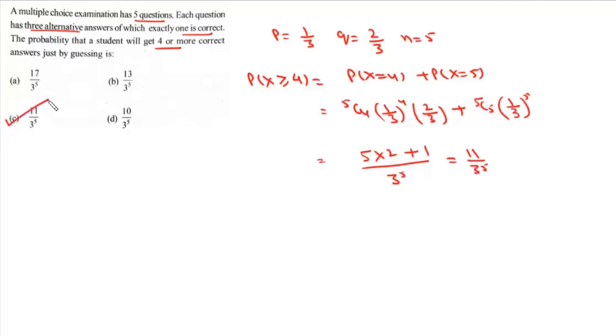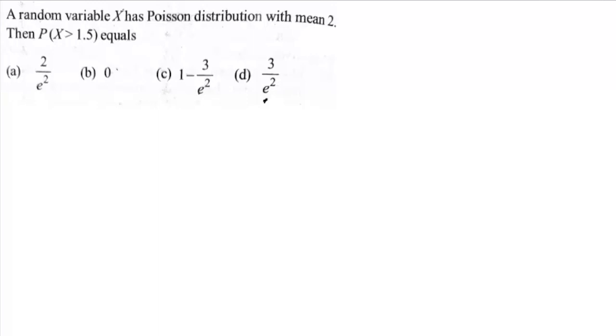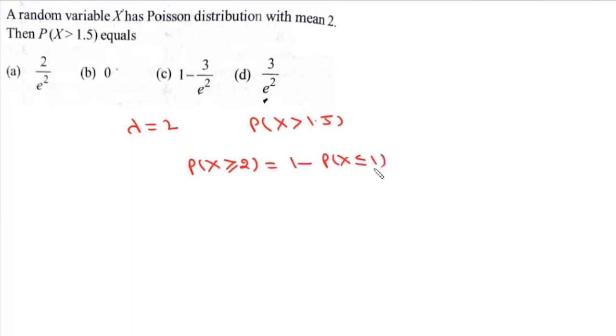Option C. Now this again is a Poisson's distribution question. Now mean here is 2. We have to find the probability that x is greater than 1.5. Now x cannot take decimal values. So basically this is probability of x greater than or equal to 2. Now we can write this as 1 minus probability of x less than or equal to 1.